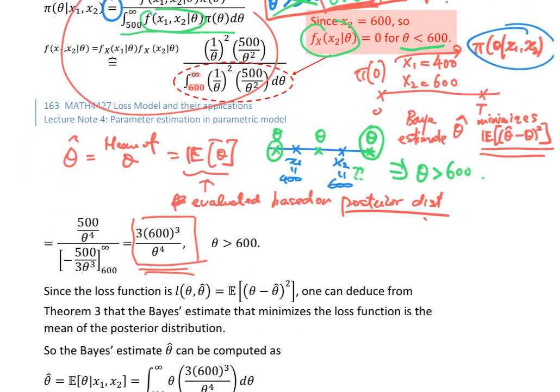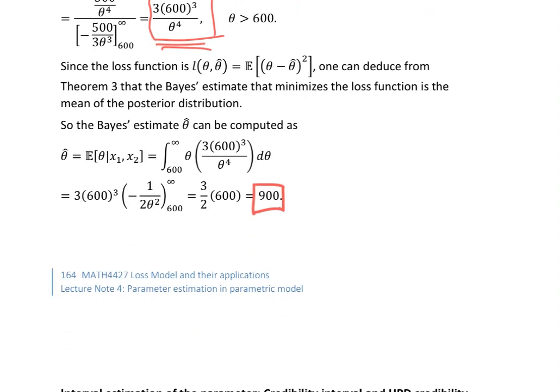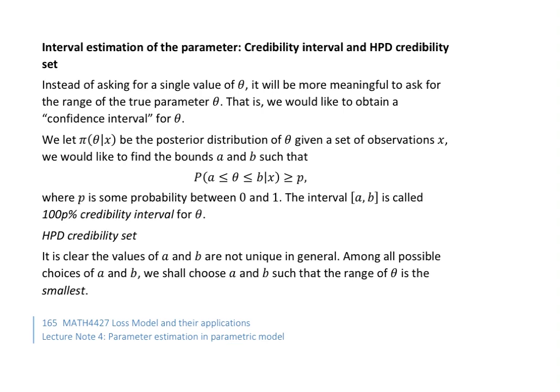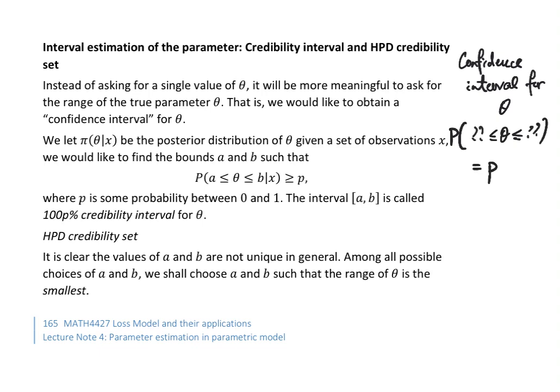Now here we finish the point estimation on the parameter based on the posterior distribution. The next thing that we are going to discuss is: given the posterior distribution of your parameter, is it possible for us to use that to find the confidence interval for theta? That means I'm looking for the range of theta such that this prediction is correct with a relatively large probability.